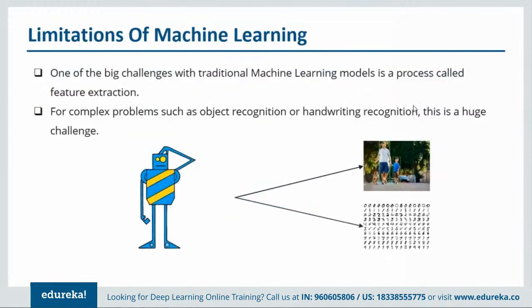Now one of the biggest challenges with machine learning models is feature extraction. Now let me tell you what features are. In statistics, we consider features as variables, but when we talk about artificial intelligence, these variables are nothing but the features.